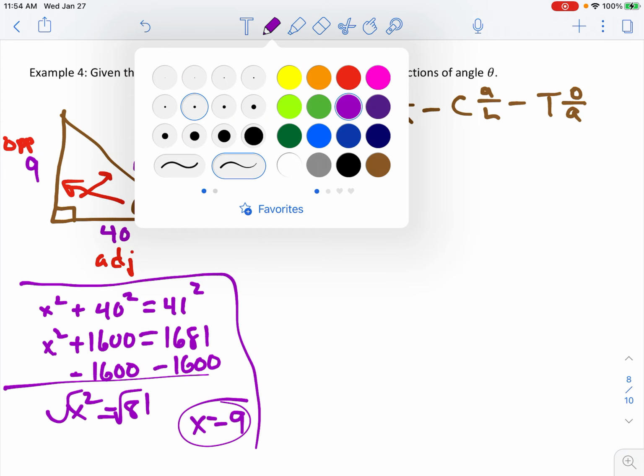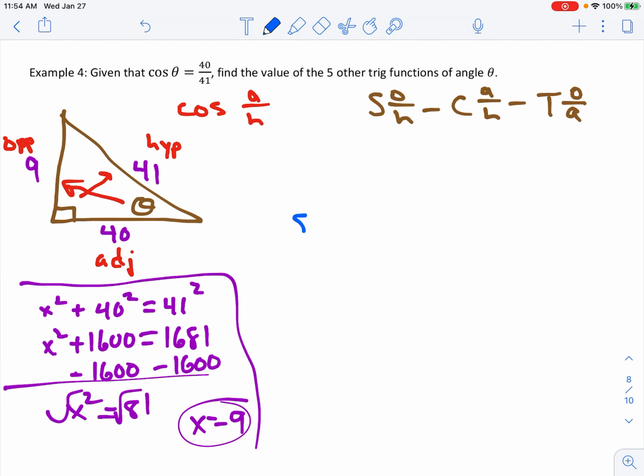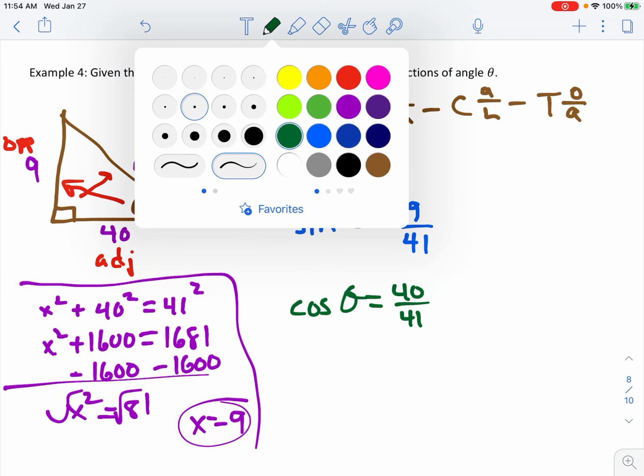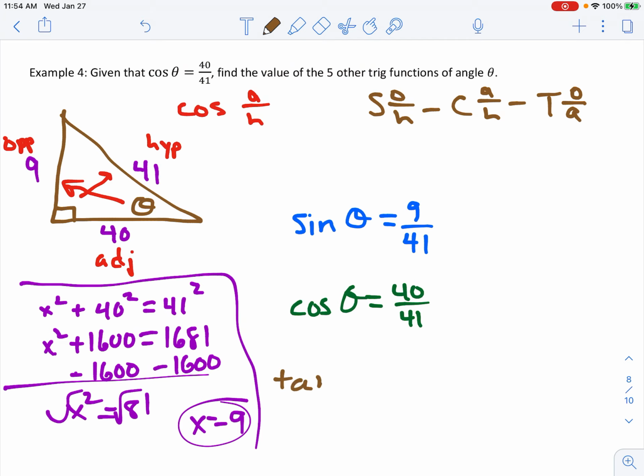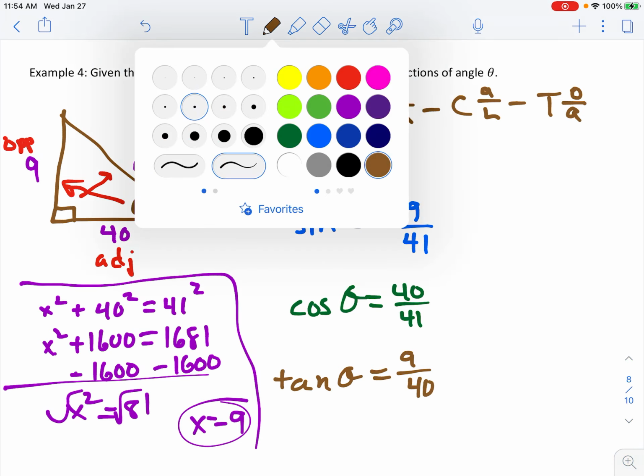Let's go back and let's list our sine. Remember, sine is opposite over hypotenuse, so 9 was on opposite, 41 was on hypotenuse. Let's list cosine. Cosine says adjacent first, so 40 over hypotenuse, 41. All right, then let's just list the tan. Tan of theta says opposite, so 9 over adjacent, 40.